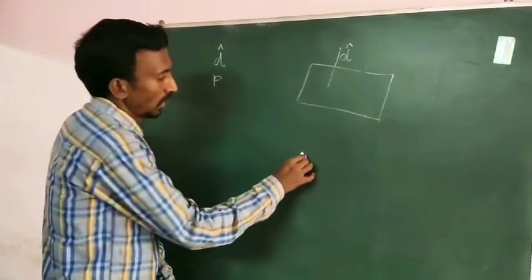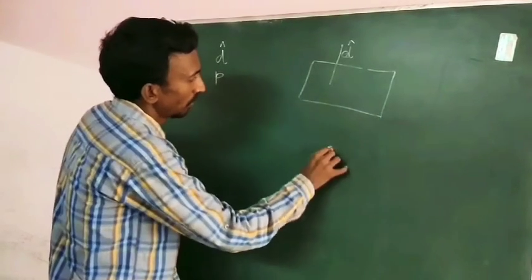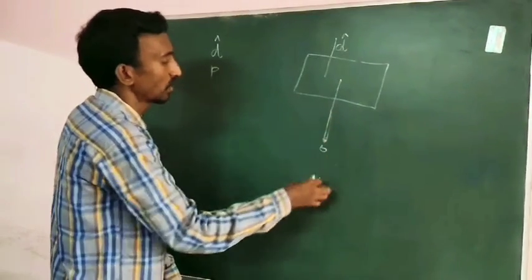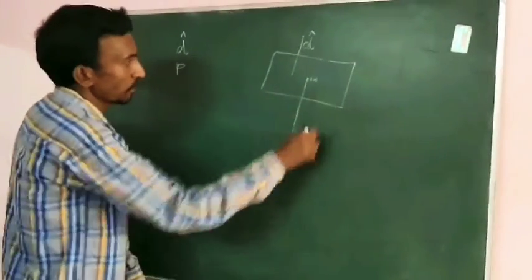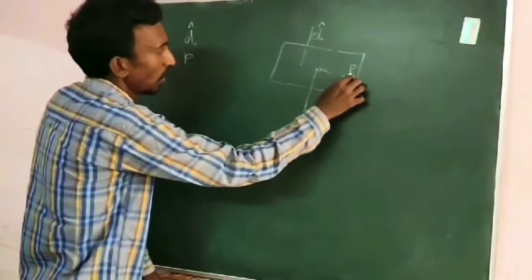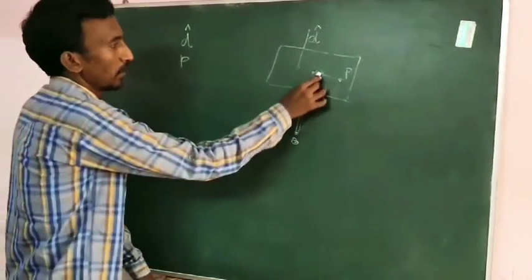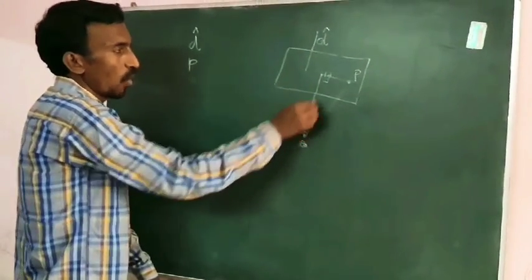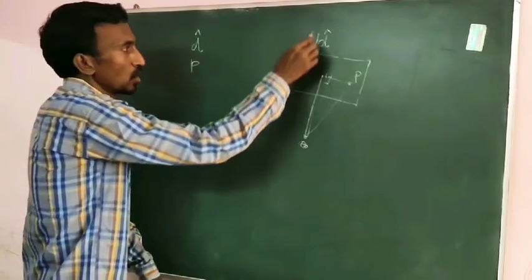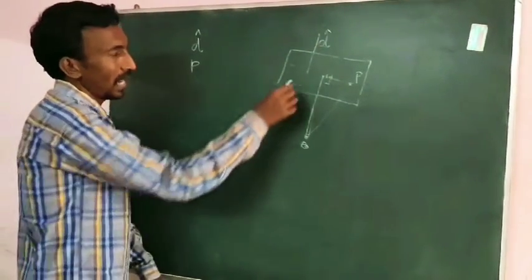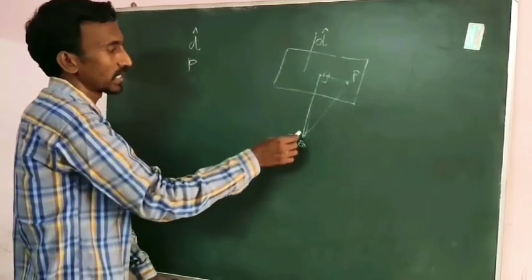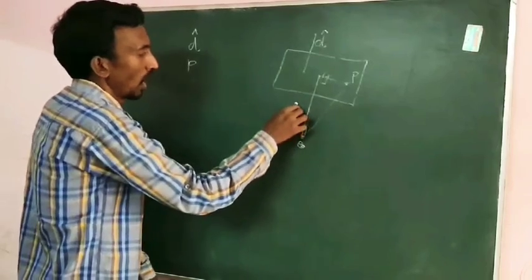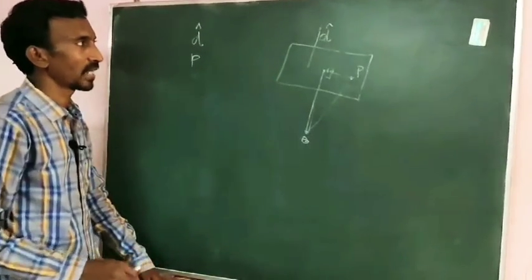Now draw a perpendicular from the origin O, and it meets the plane at A. Take any point P on the plane. D is perpendicular to the plane, and OA is also perpendicular to the plane. So OA is a scalar multiple of the D vector. Already we know the distance from the origin to the plane is some P, so OA is P times D vector.